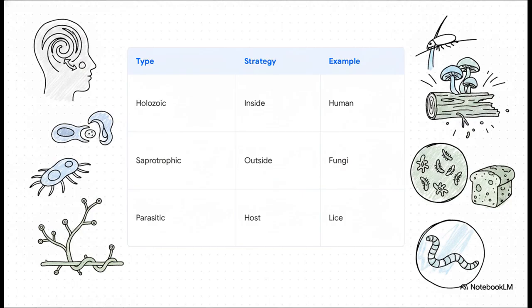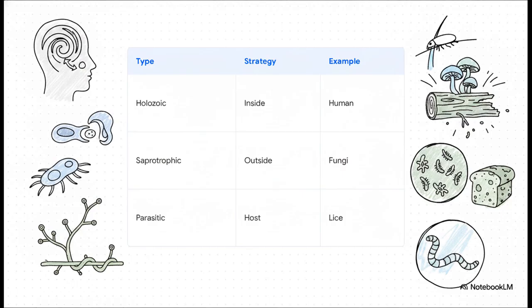This is us, and even amoebas. We ingest whole food and digest it completely inside our bodies. Next, we have saprotrophs. These are organisms like fungi and bread mold. Rather wildly, they actually digest their food outside their bodies by secreting chemicals directly onto dead matter, and then they just absorb the resulting nutrient soup.